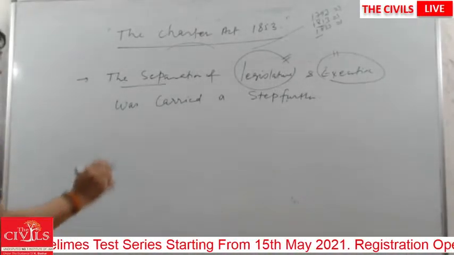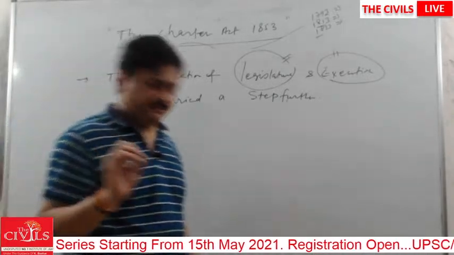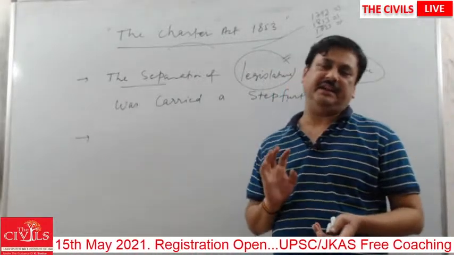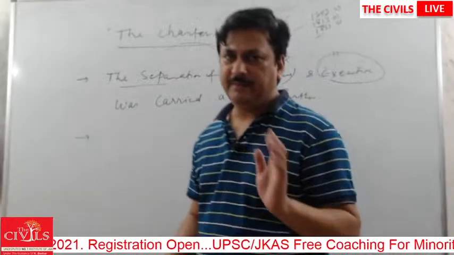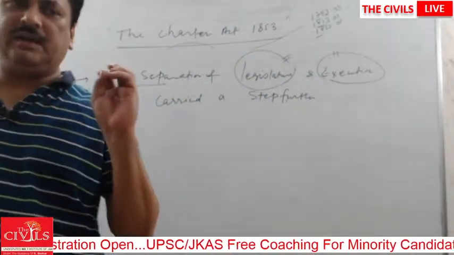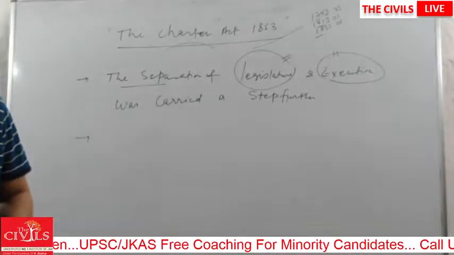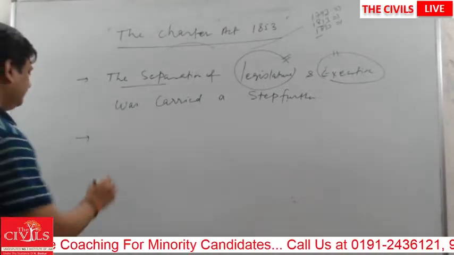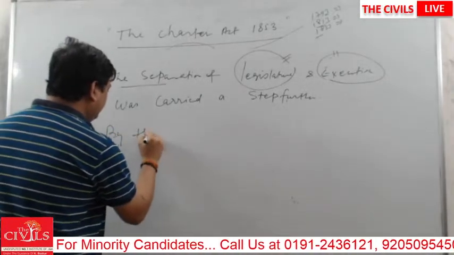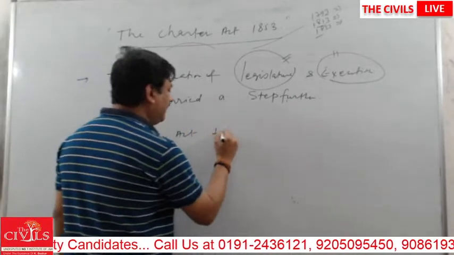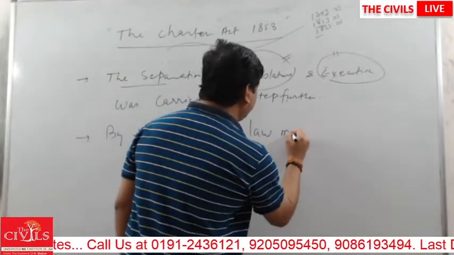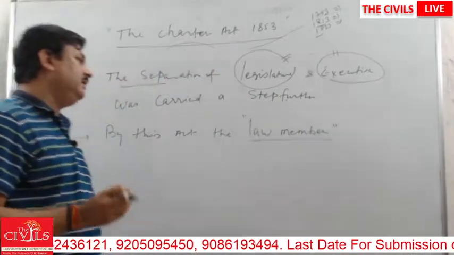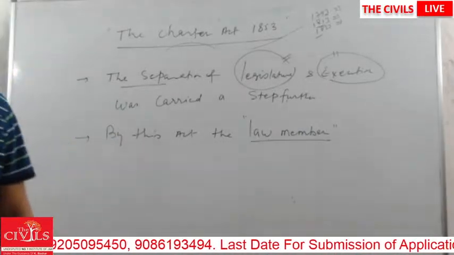Now, we all know one law member was added by the Charter Act of 1833, but that was not a permanent member in the Governor General's Council. But by this act, the law member was made a full member. Who was the first law member in the Governor General's Council? I want an answer from all of you.